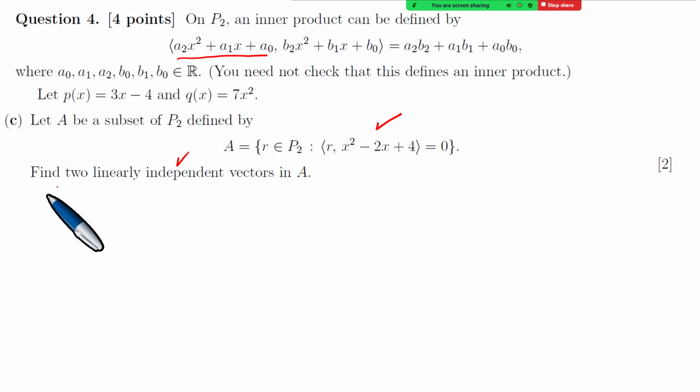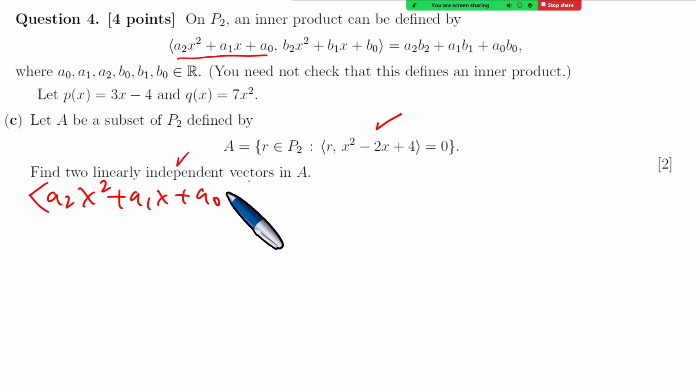So now we have A2. You can use other notations. So A1x, A0. This is just saying there is a polynomial whose inner product with this specific polynomial, x squared minus 2x plus 4, the result is 0.